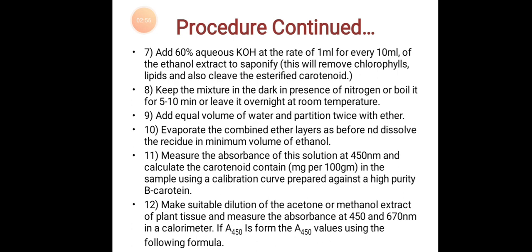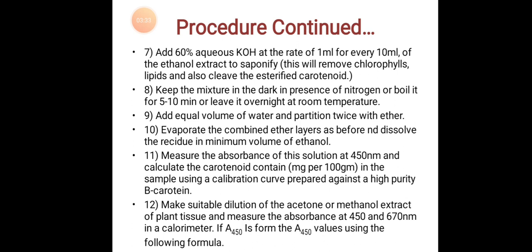Keep the mixture in the dark in presence of nitrogen, or boil it for 5 to 10 minutes, or leave it overnight at room temperature. Add equal volume of water and partition twice with ether. Evaporate the combined ether layers as before and dissolve the residue in minimum volume of ethanol. Measure the absorbance of this solution at 450 nanometers and calculate the carotenoid content in milligrams per 100 grams in the sample using a calibration curve prepared against high purity beta carotene.